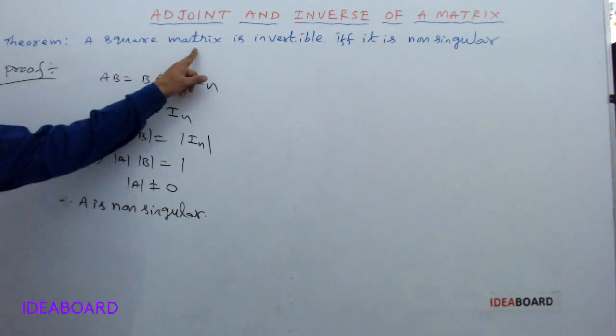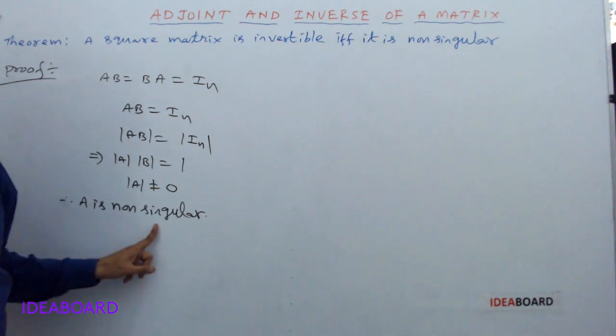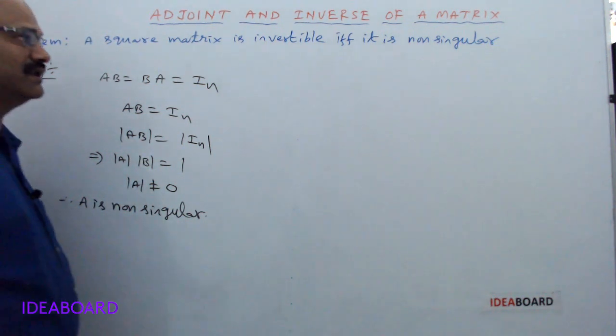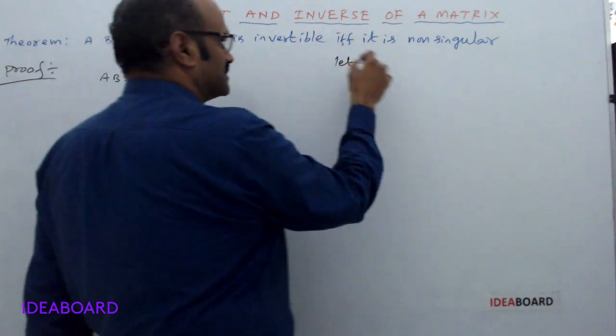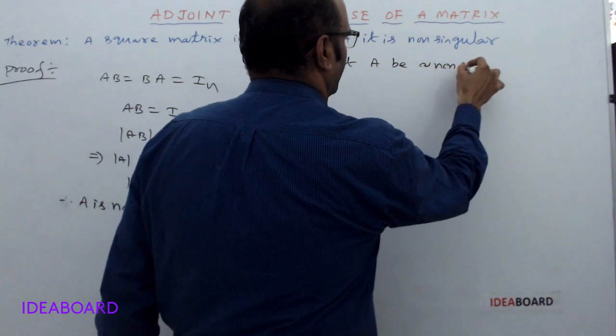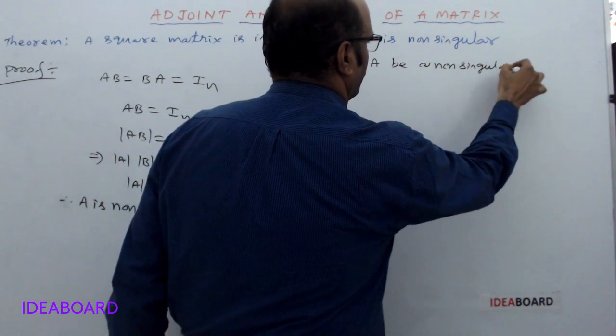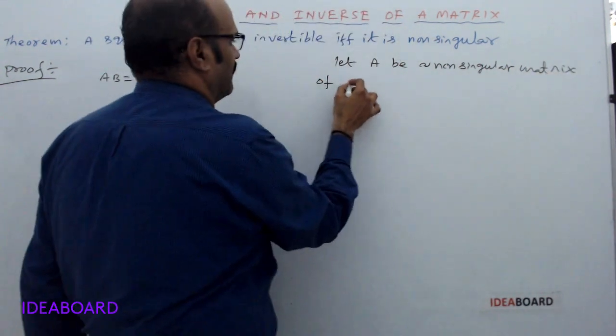So, whenever a square matrix is invertible, then A is a non-singular matrix. Now, let A be a non-singular matrix. We have to prove the reverse. Let A be a non-singular matrix of order n.